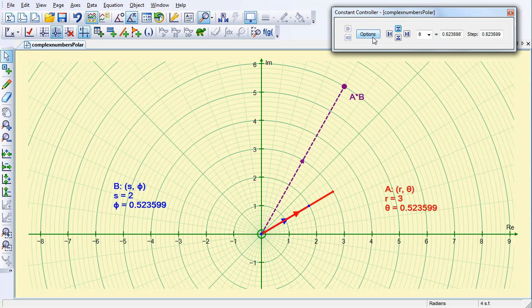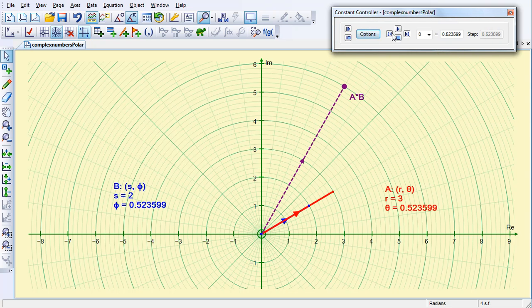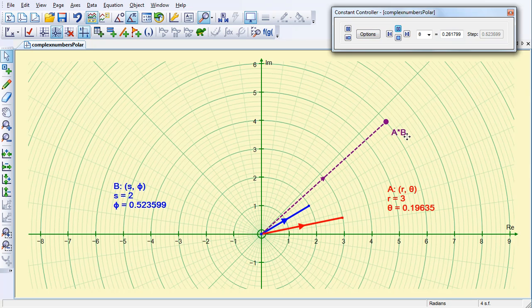I could also set that up as an animation. So clicking options here, and to do the repeat animation, I'm going to change the speed to the lowest point. If we go from 0 to 2 pi, and I'm going to do a step size of pi over 48, and then press OK. And to set up the animation, all we do is press play. And then we can see the product is rotating.